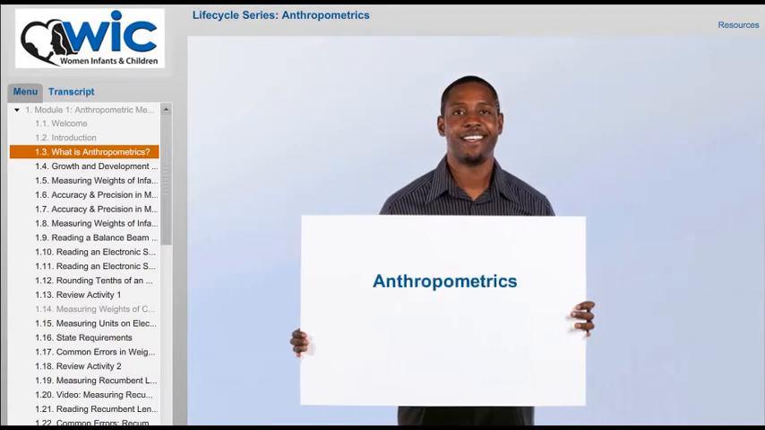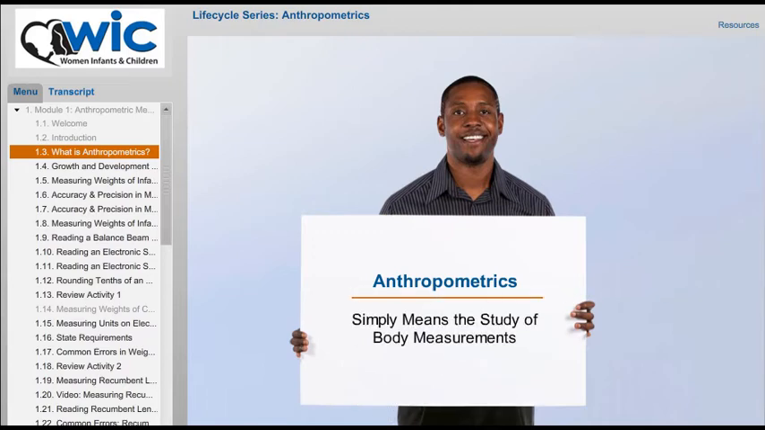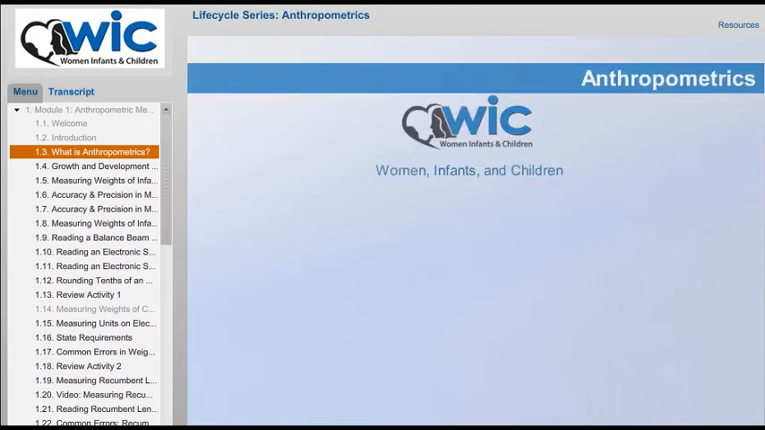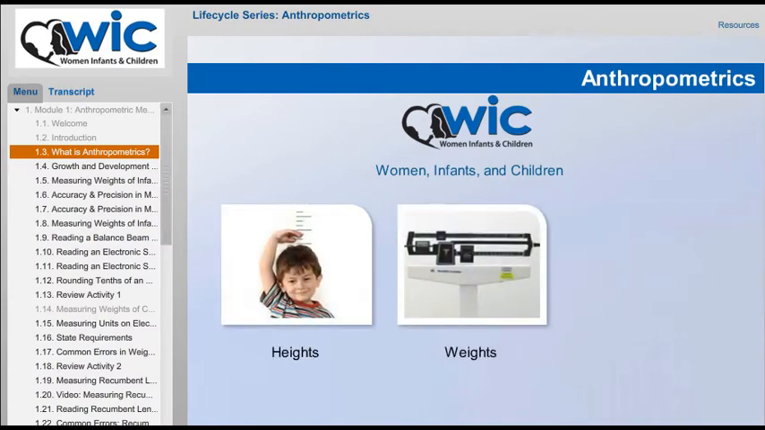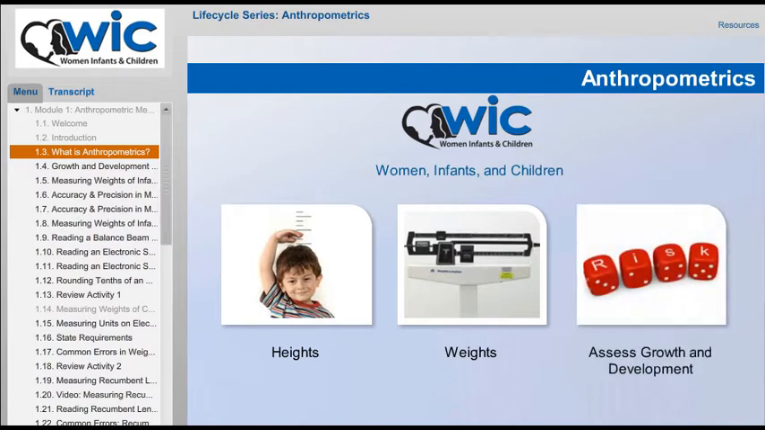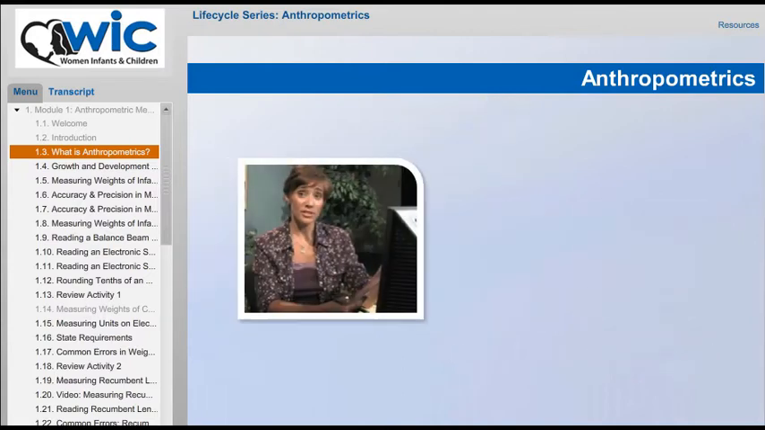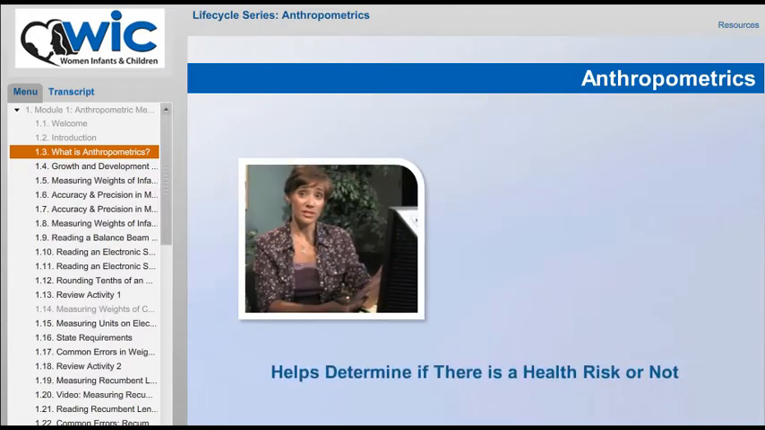Anthropometrics. Now there's a big fancy word. So what does it mean exactly? Well, anthropometrics or anthropometry simply means the study of body measurements. In the WIC program, we take the heights, weights, and lengths of women, infants, and children so we can better assess their growth, development, and nutrition status. These measurements are an important step in helping WIC staff members determine whether or not there is a nutrition risk.